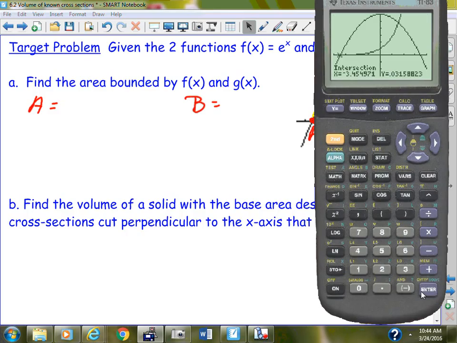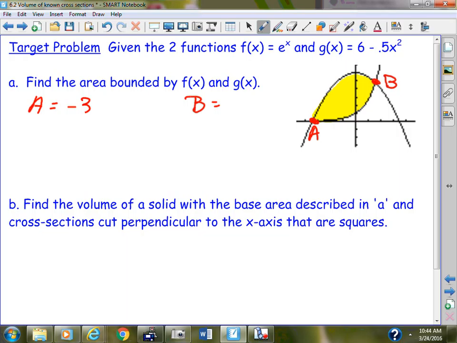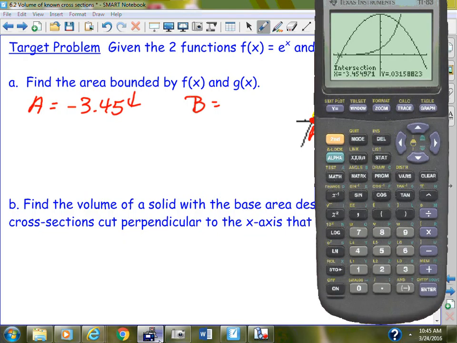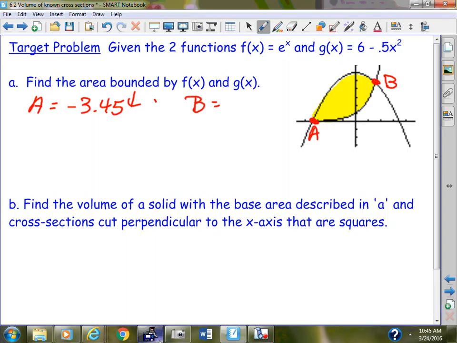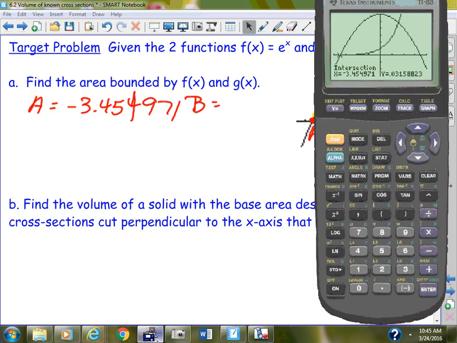And sure enough, that gives me negative 3.454971. So I'm going to write that down over here. Negative 3.454, was it 971? Yes, 971.